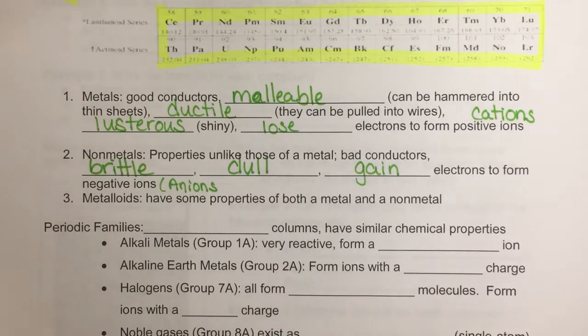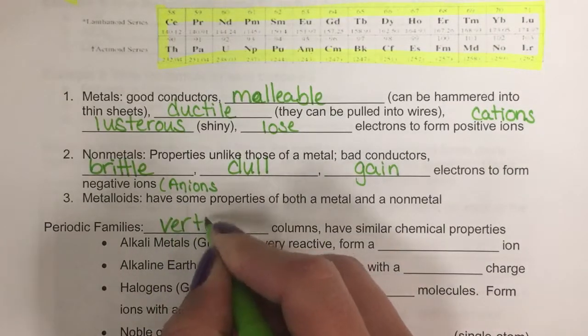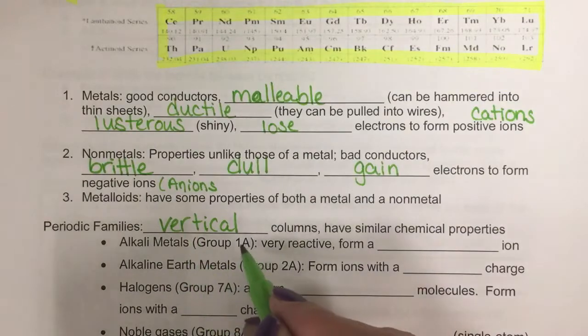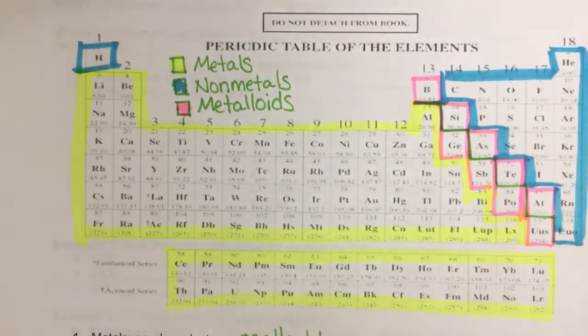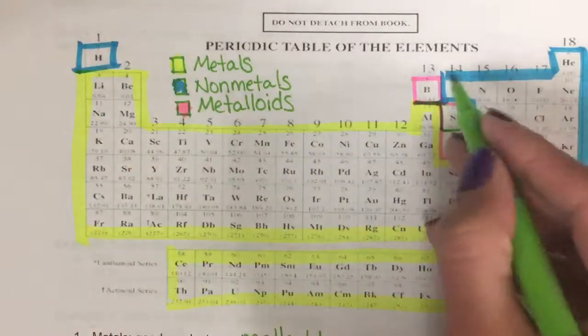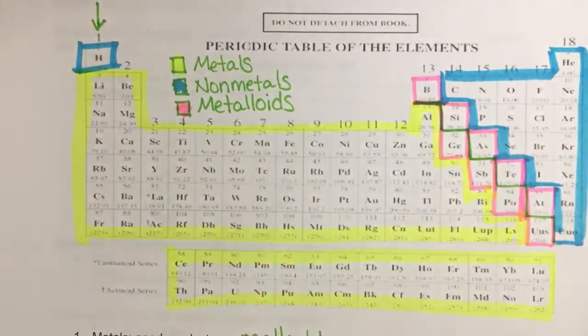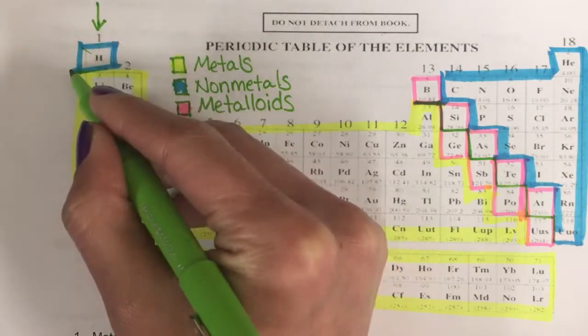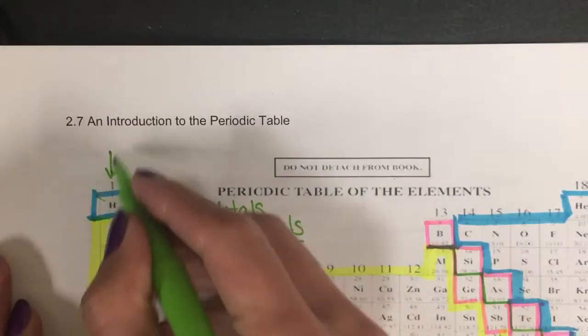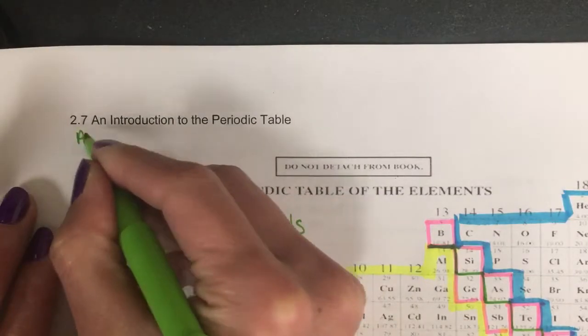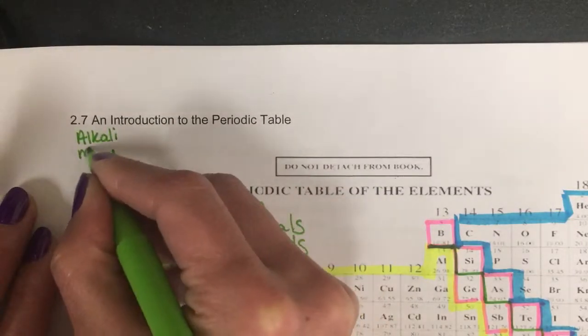I can also find out about families. Families are going to be vertical columns, and everything in a vertical column is going to have similar properties. So it talks about 1A, 2A, 3A. When we talk about A groups, they're these outer groups. Okay? So group 1A is here, except for hydrogen. Hydrogen's weird. So group 1A, lithium, sodium, potassium, rubidium, cesium, francium. These are our alkali metals.